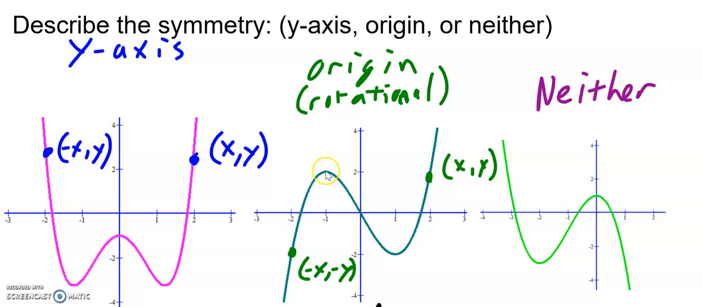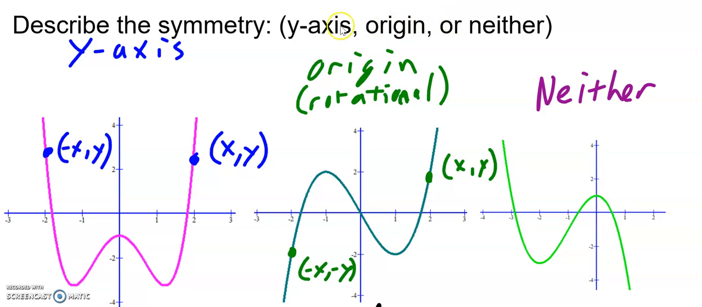If I take this point right here, which looks like it's the point -1, 2, then I can see I have the point 1, -2, right? And so pick this point, I have a matching point rotated around the origin that is the opposite x and opposite y of that point. So that is what we call origin symmetry. This one here, it doesn't have symmetry about the y-axis or the origin.